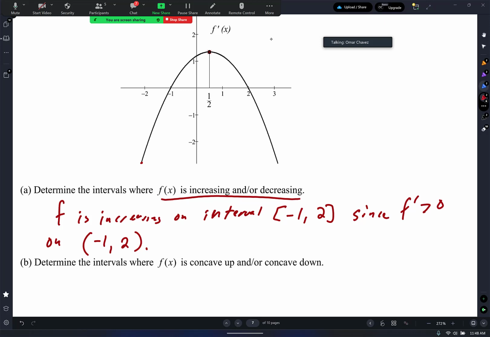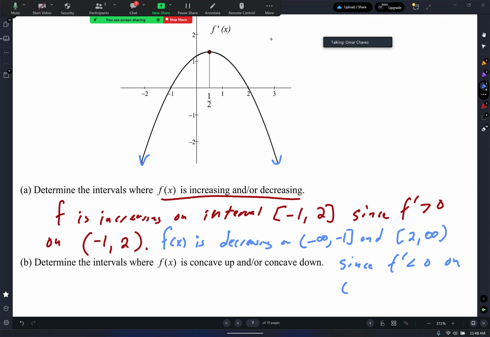All right, decreasing. F of x is decreasing. Assuming there's arrows here like that. From -infinity to -1, and to infinity. Perfect. F of x is decreasing on -infinity to -1 and 2 to infinity since f prime is negative on -infinity to -1 parenthesis and 2 to infinity parenthesis. If you put the equal sign on the bottom, then I guess you could use brackets again and you'll be fine. But there it is.